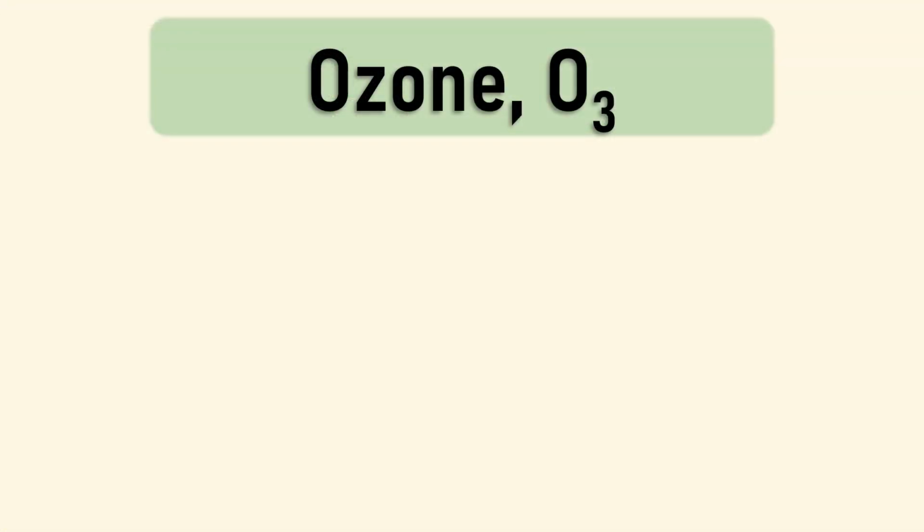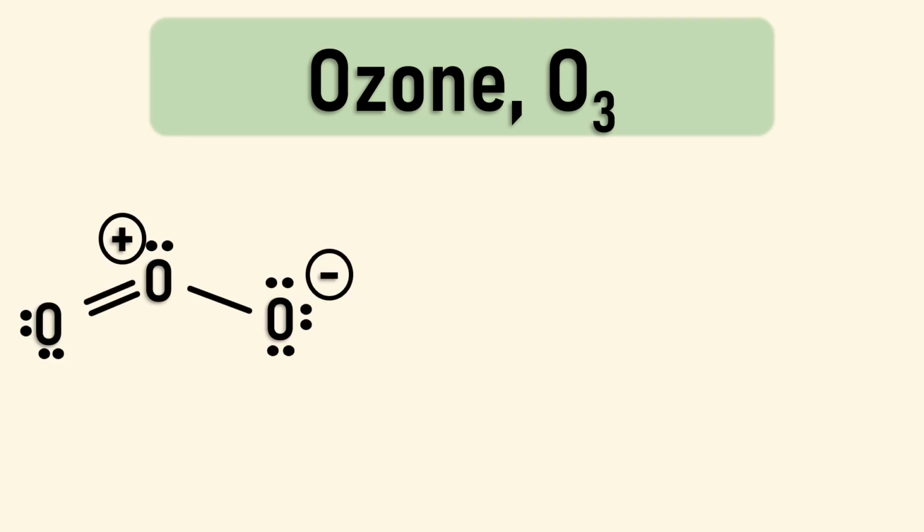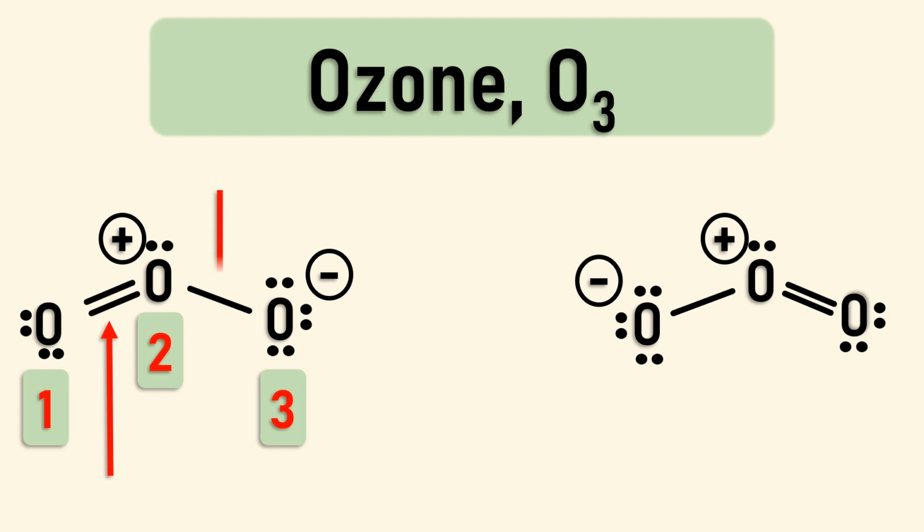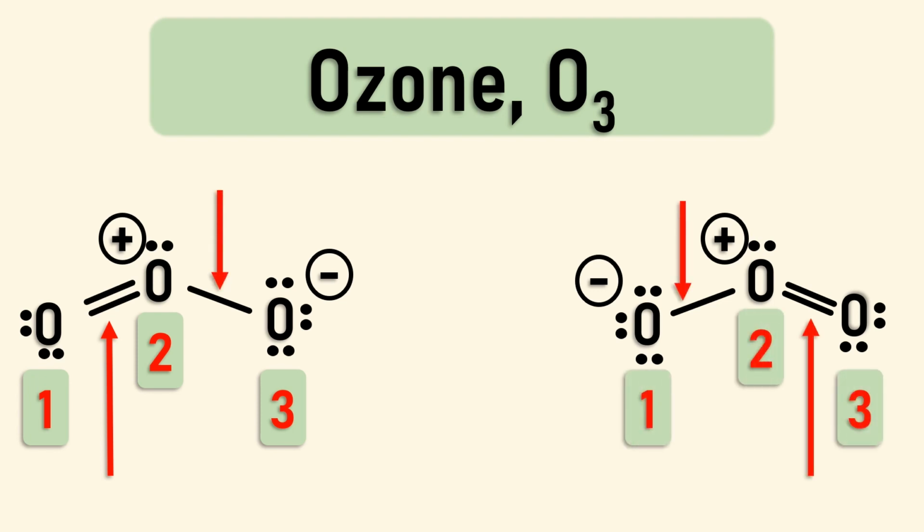When I ask my students to draw the Lewis structure of ozone, some students draw the molecule like this, and others like this. The lone pairs of electrons and formal charges are included. Notice on the left, the molecule is drawn with a double bond between oxygens 1 and 2, while the third oxygen is bonded to oxygen 2 with a single bond.